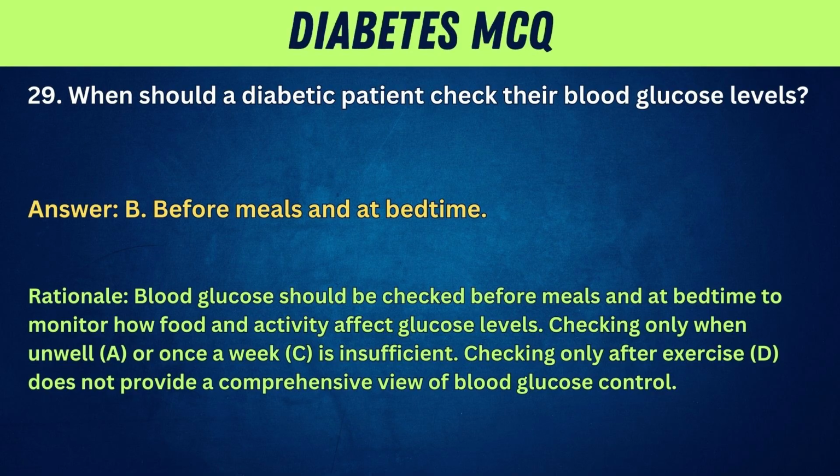Rationale: blood glucose should be checked before meals and at bedtime to monitor how food and activity affect glucose levels. Checking only when unwell, A, or once a week, C, is insufficient. Checking only after exercise, D, does not provide a comprehensive view of blood glucose control.